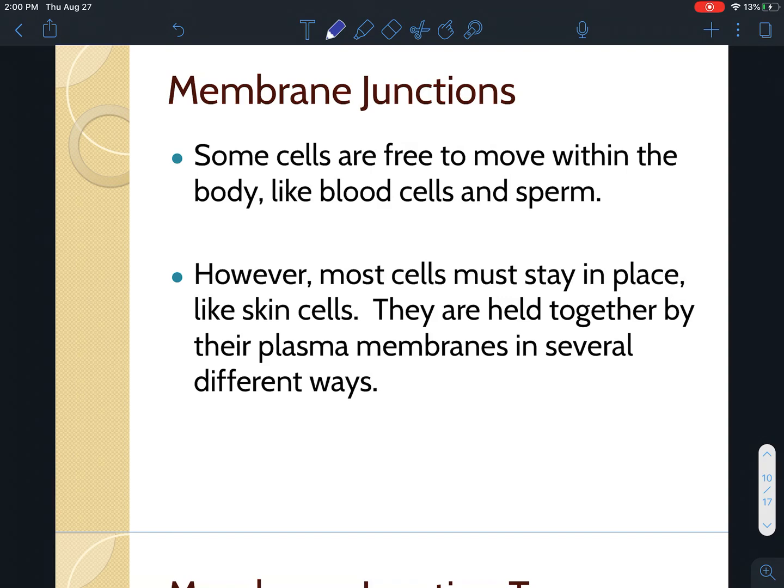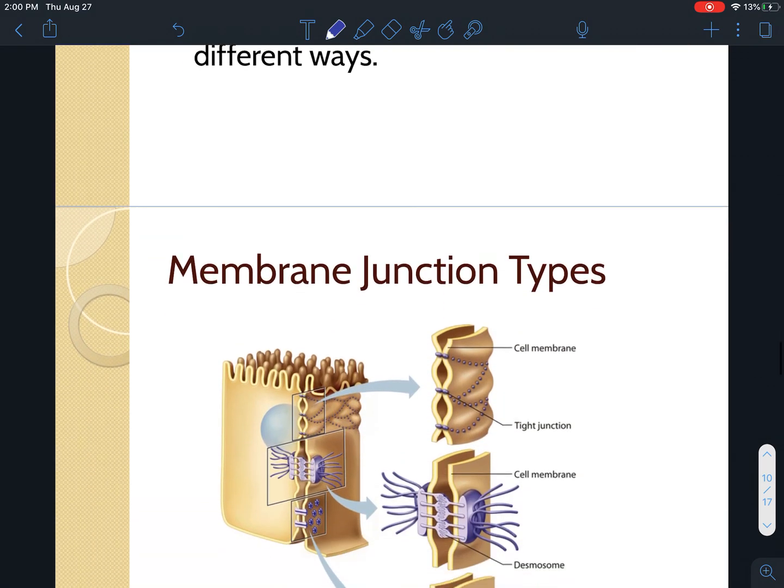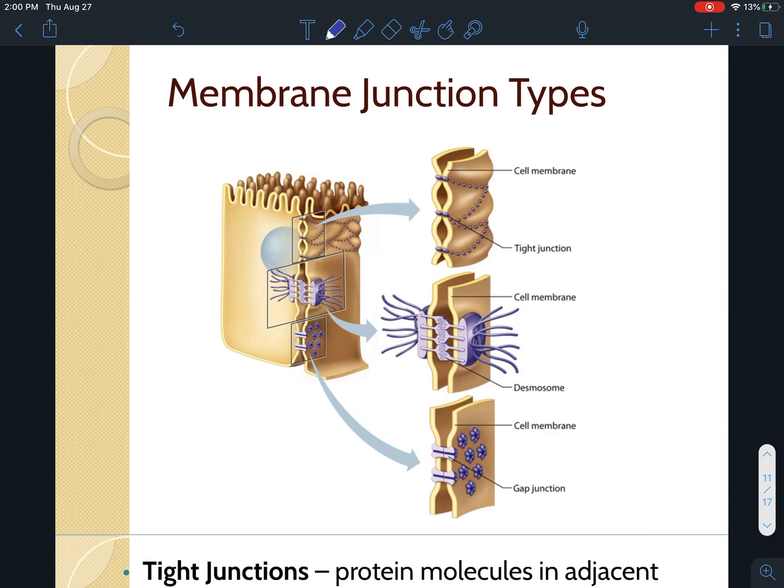Okay, let's talk about how cells stick together. So you have a few cells in your body that are just on their own. Things like red blood cells, white blood cells, sperm, those kinds of cells need to be extremely mobile, and so they're not generally connected to other cells. However, most of your cells do need to be connected. Imagine if your skin cells were all separate. You would not be waterproof. All kinds of stuff could be coming in and out of you. You'd be very leaky, and that's a problem. So cells are stuck together, and they're stuck together by their plasma membranes. There are 3 different ways in general that those membrane junctions happen.